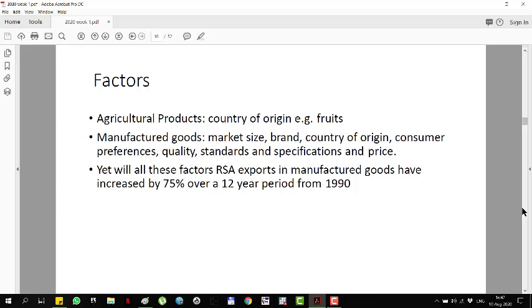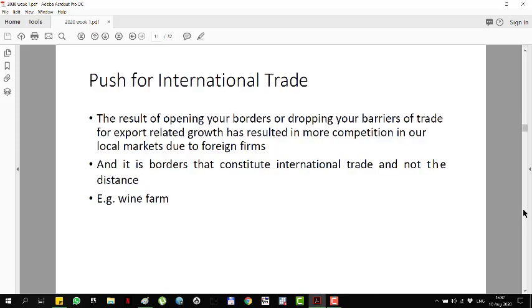And we have also seen that as a country, in terms of our manufactured goods, and why it's important for us, is that over a 12-year period from 1990 to 2002, our manufactured exports grew by 75%. So it's important that we take care of knowing what is happening to our exports and what the factors are that are influencing our exports.